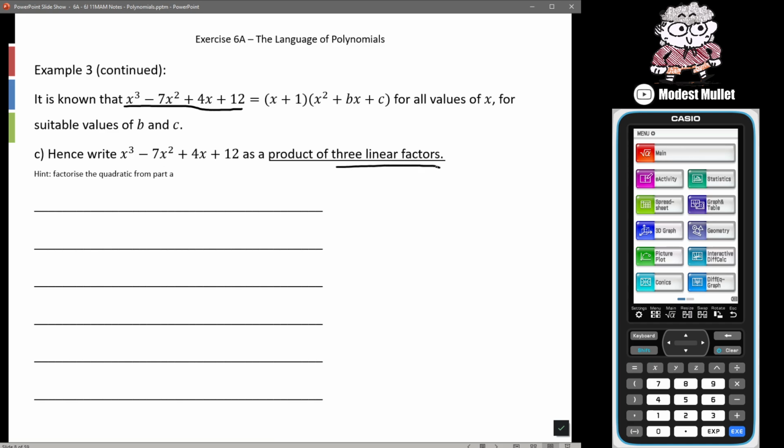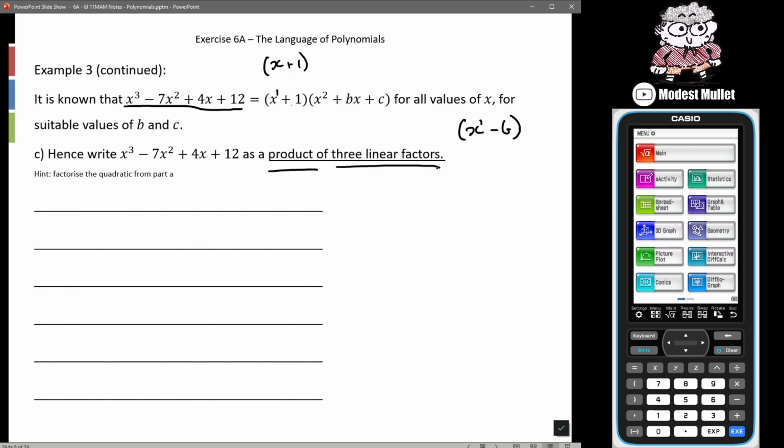Now, what does linear mean? Linear factors mean something like x minus b. That's a linear factor. It's something that it can be divided by or written as a product of 3. It says product of 3 linear factors. So we want to eventually write this as x plus 1. We already know that's linear, because linear means power of 1.